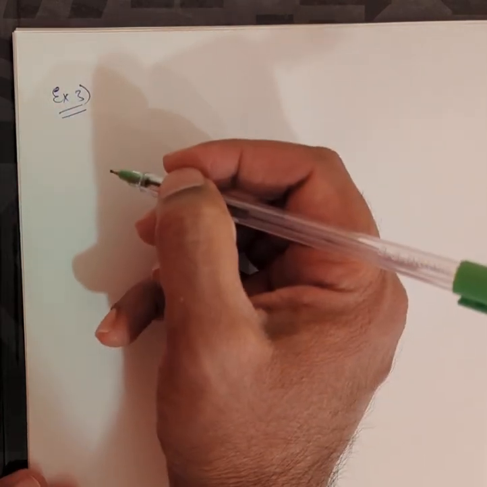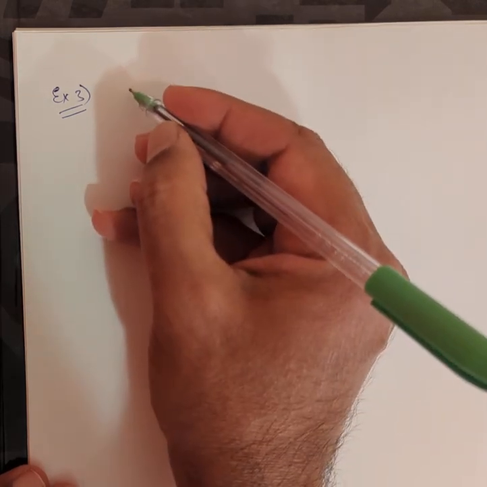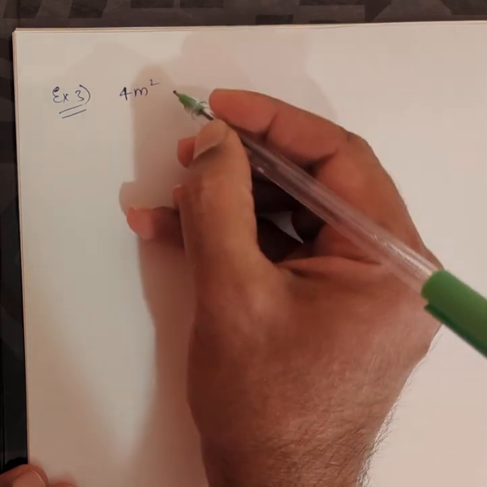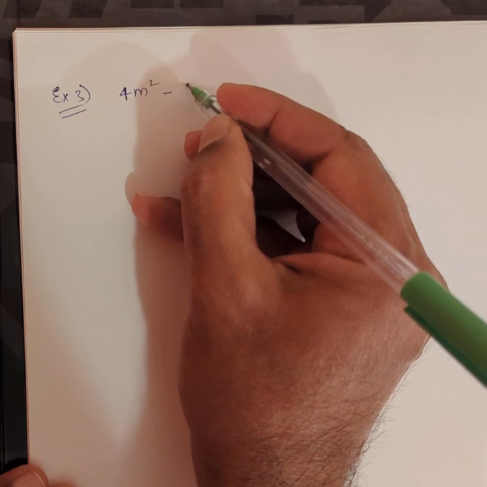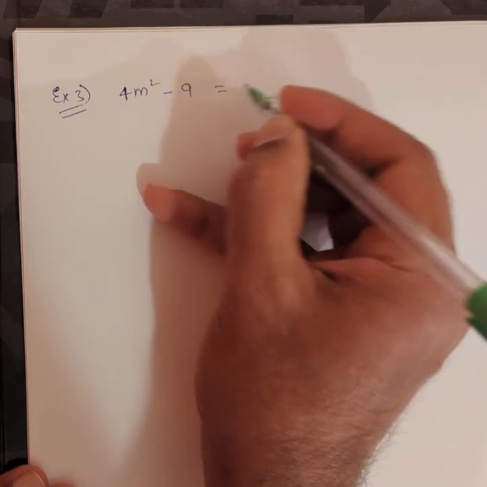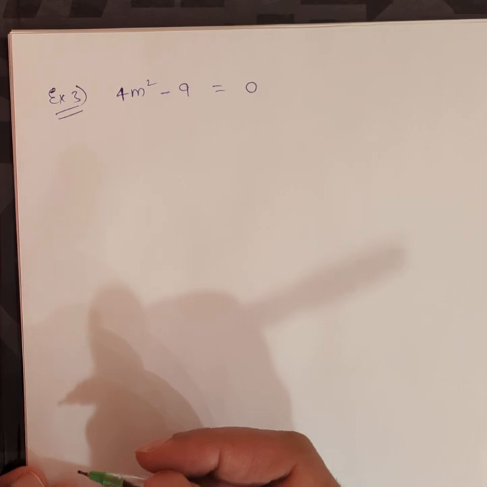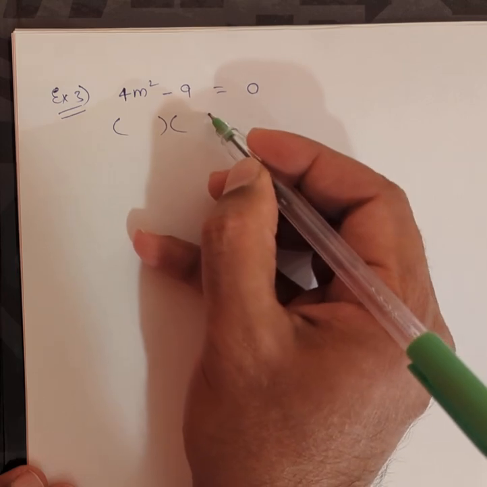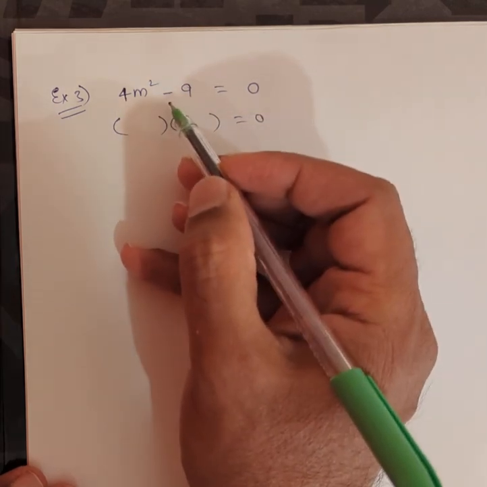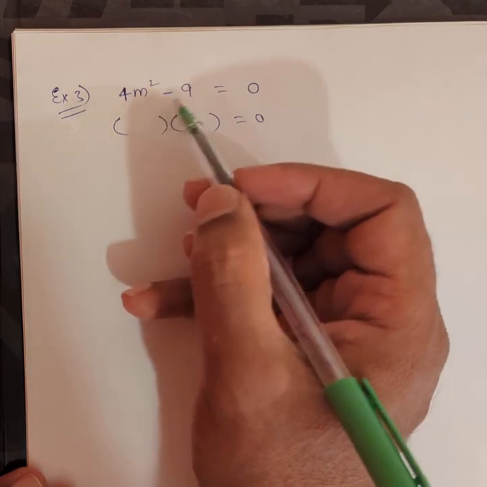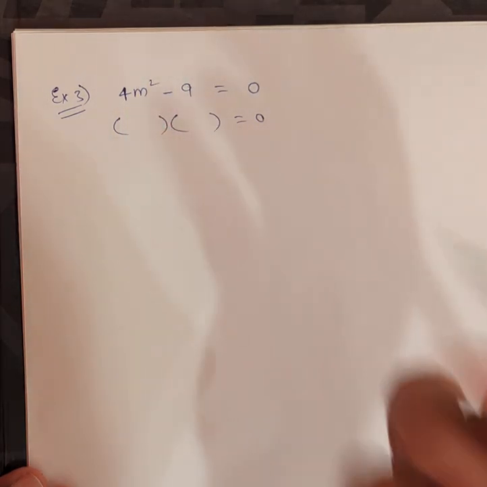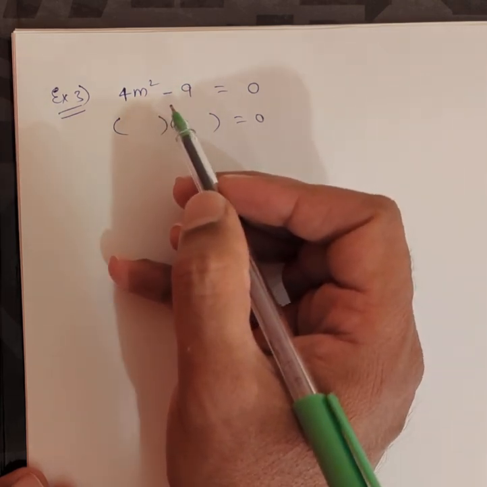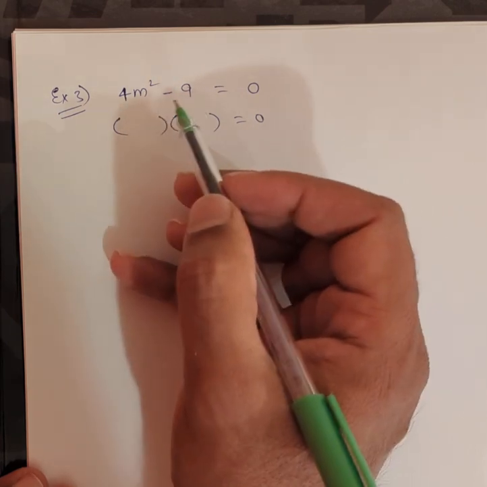And this time, let's say I have something like 4m squared minus 9 equal to 0. Now, do I know how to factor this? Well, if I have only two terms with no linear term, then in the factoring video we talked about this being a difference of squares. We want to check first if it's a difference of squares.